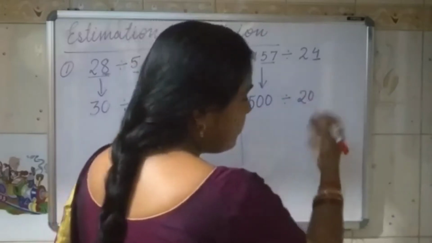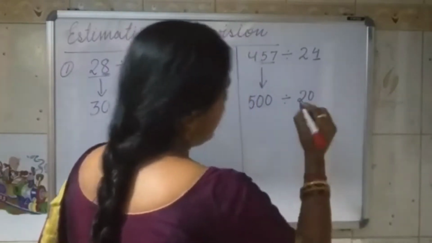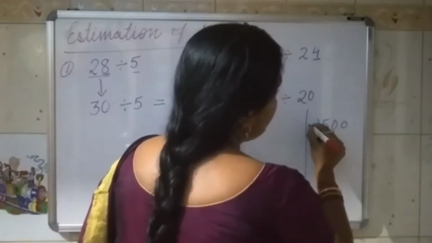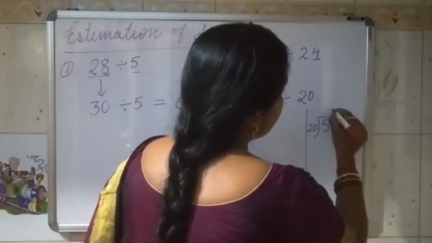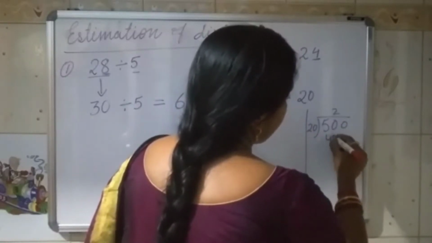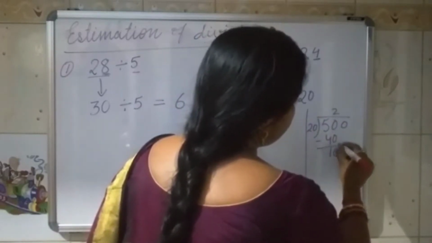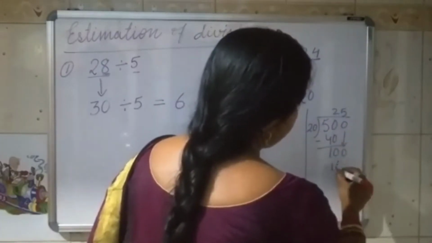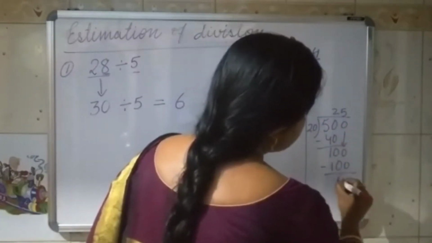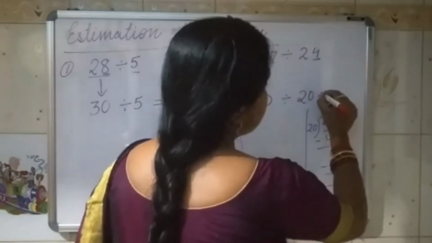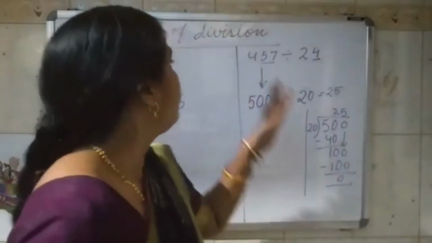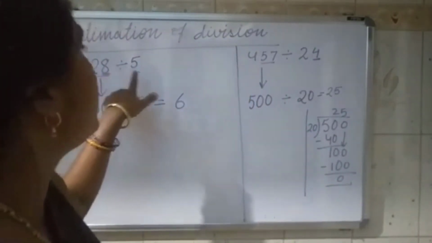If we are not comfortable dividing it like this, we will make a rough column. And then 500, you know the table of 20: 2 twos are 4, minus, this is 1, bring this 0 down, 25s are 100, minus, this is 0. So the answer is 25. Clear? So first one, it is given a 2-digit number divided by a 1-digit number.